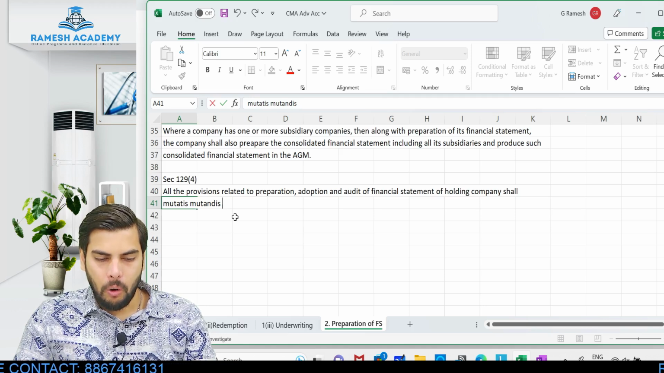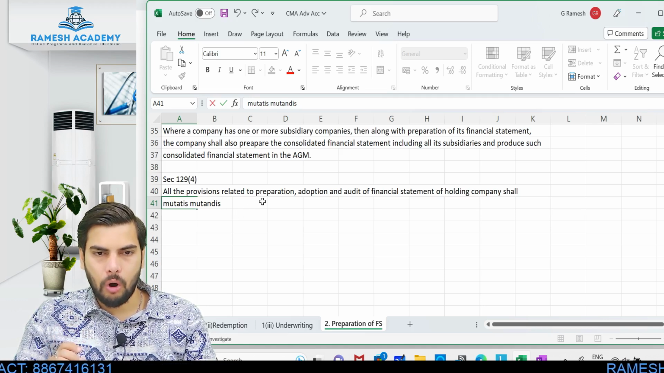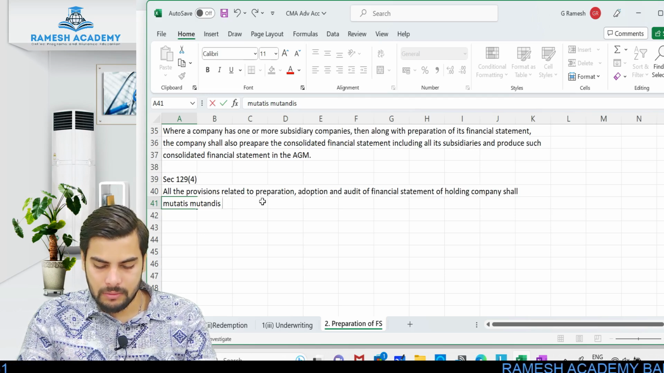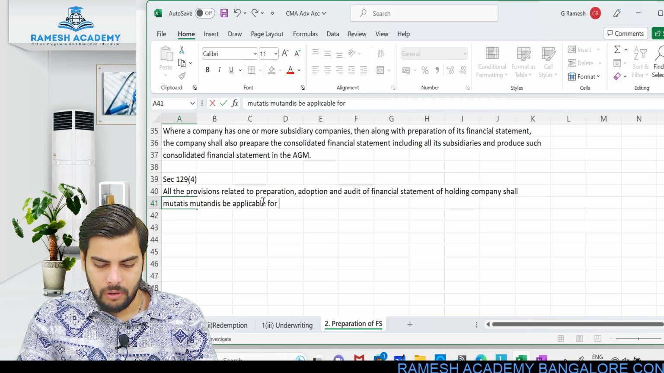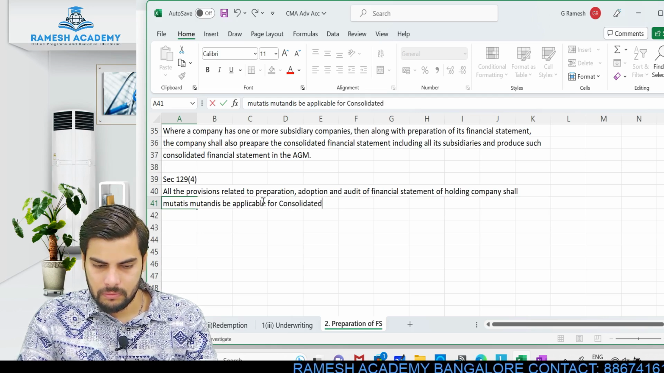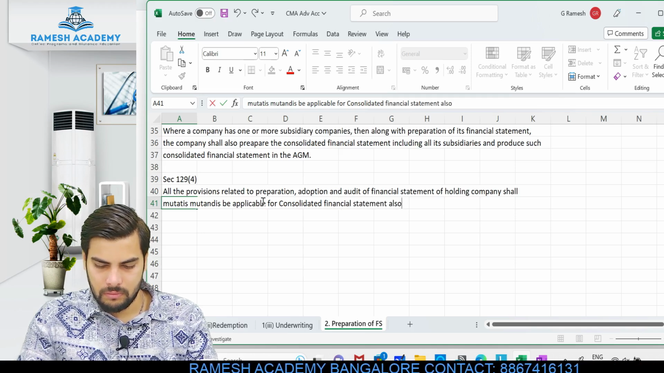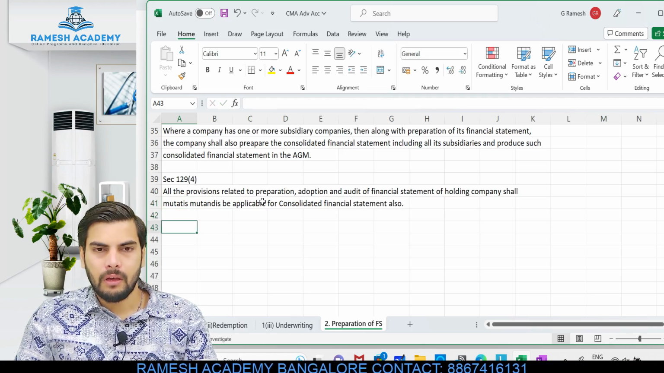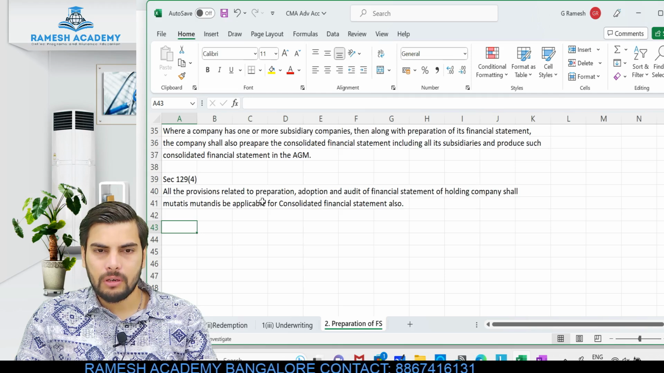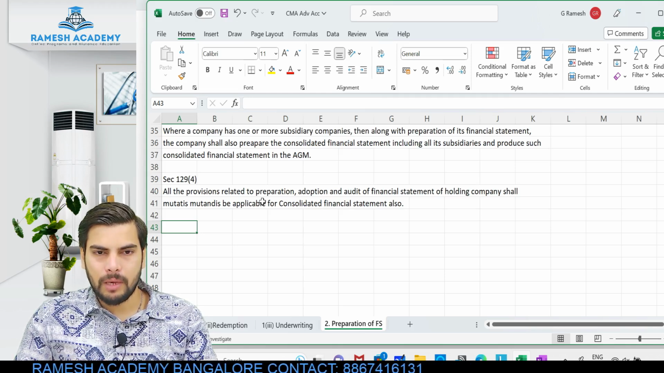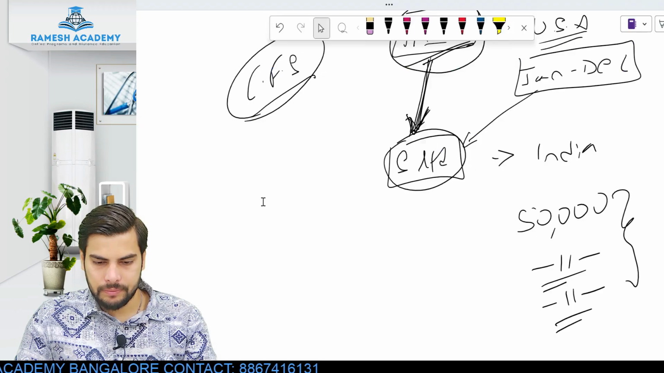What are they telling? All the provisions relating to preparation, adoption and audit of financial statement applicable for holding company shall mutatis mutandis be applicable for consolidated financial statement also. Is this clear? So same provision whatever are applicable for the holding company, exactly same provision will be applicable with respect to the consolidated financial statement also. So nothing would change.